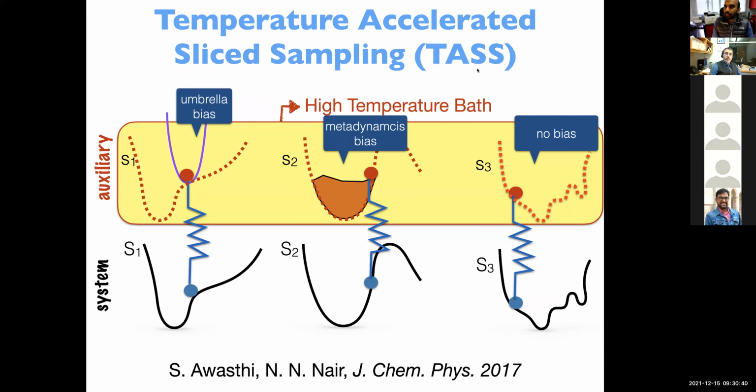So this is what we call TAS, the temperature accelerated slice sampling. I call it slice sampling because it is actually sampling a slice of a high dimensional probability distribution, because you're restraining the system along one particular coordinate. Okay. So here I have shown that only one of the coordinates is biased by metadynamics, but it could be two, but it could be three as well. But as you know, metadynamics bias growth rate will diminish rapidly, or exponentially, with increasing dimensionality.